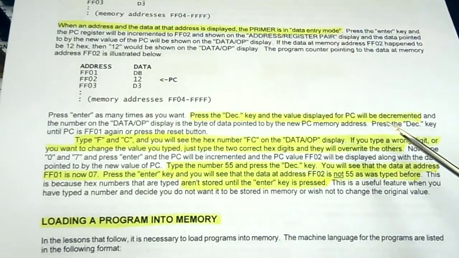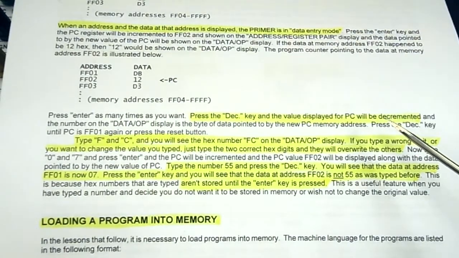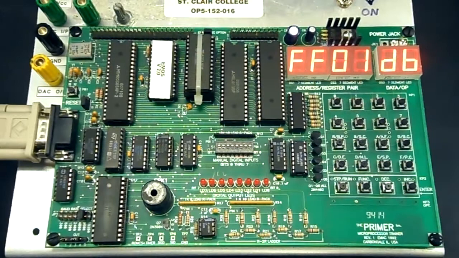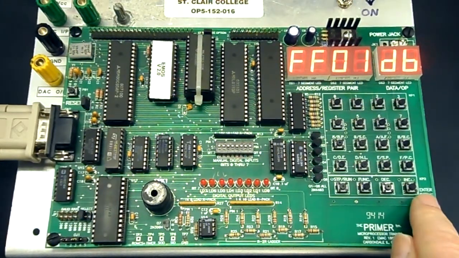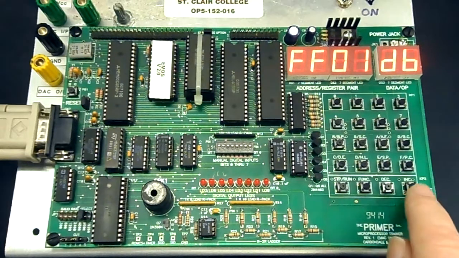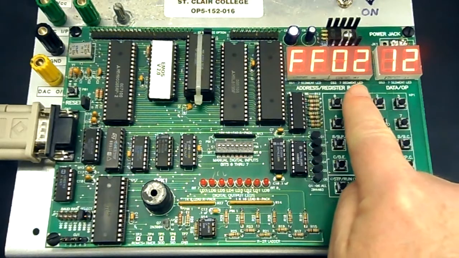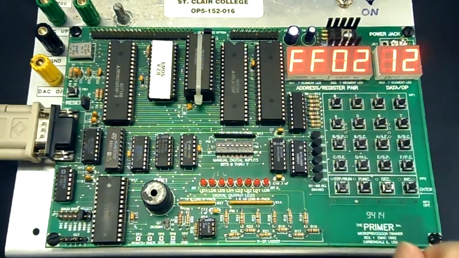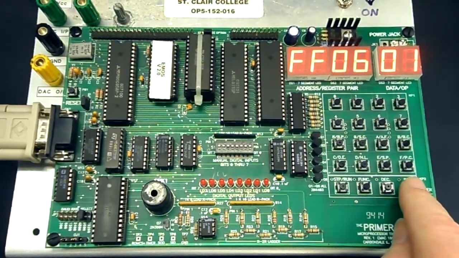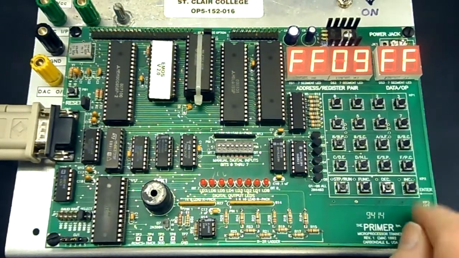These instructions with the highlighted sections will be scanned in and included at the bottom of this video for your convenience. Okay, so they're now instructing us to press the Enter key. Notice that Enter and Increment are the same key. Every time you press Increment, the program counter will be incremented by 1. So now we're at FF02. We can press Increment many more times and it will continuously increase the program counter.